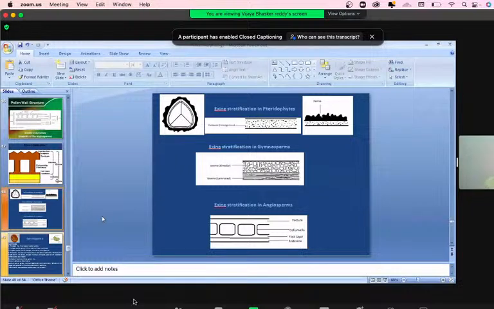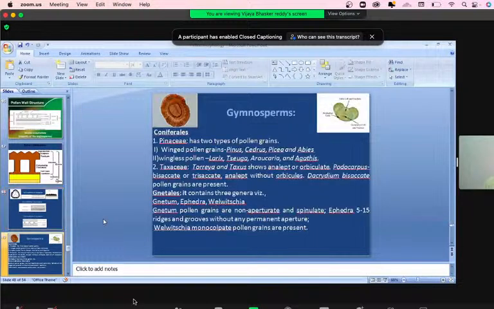supratectal ornamentation, subtectal ornamentation, etc. So in gymnosperms, coniferales, you can see the Pinaceae members have two types of pollen grains. Winged pollen grains can be seen in Pinus, Cedrus, Picea. Whereas wingless pollen grains are in Larix, Tsuga, Araucaria, and Agathis. In Taxaceae, Taxus shows annulate or orbiculate pollen grains, whereas Podocarpus has bisaccate pollen grains. Gnetales contain three genera: Gnetum, Ephedra, and Welwitschia.